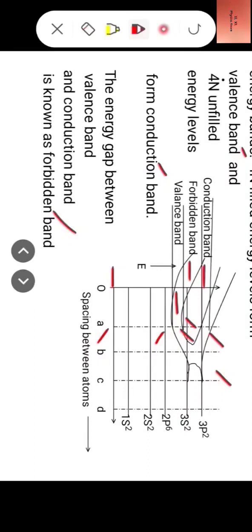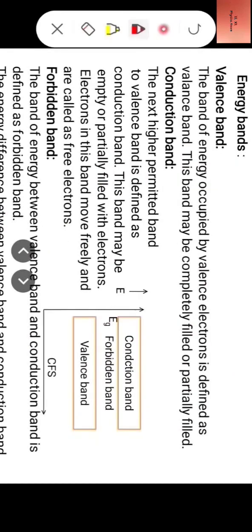In the same way we can deal with the other elements also. Now let us define energy bands: valence band, conduction band and forbidden band. First we define valence band. Now this is the energy band diagram. You look at this diagram carefully. CFS means completely filled states, which are inner states. Valence band and conduction band are produced due to interaction between the electrons in the outermost shell, since inner states are completely filled states.